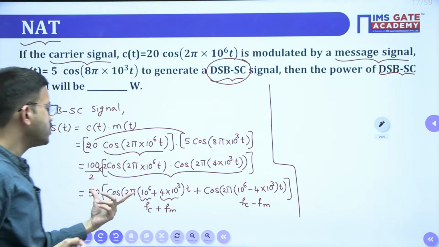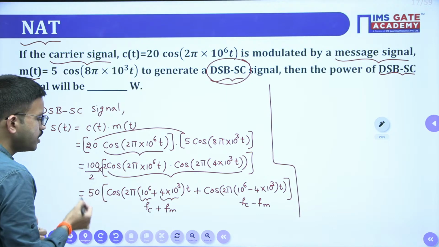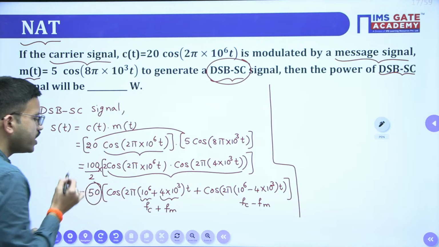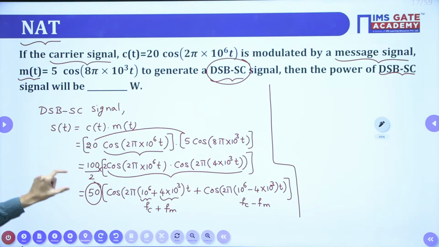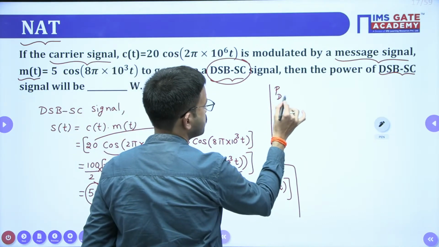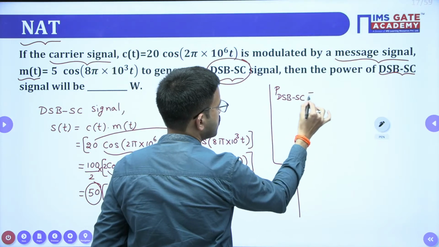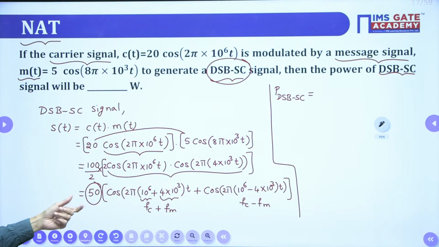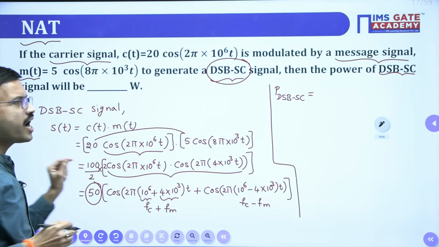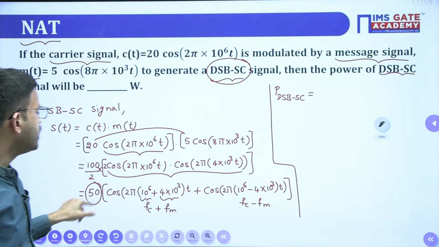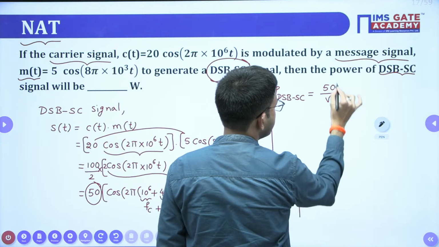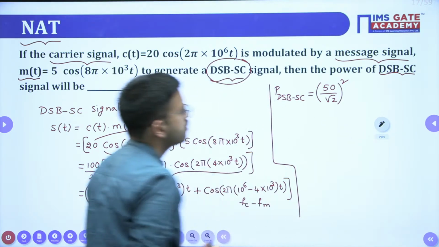In general, if you have only this format, this is the peak or maximum value, and you have either cos or sine. In order to calculate the power, what will we do? We calculate VRMS square divided by R, but in the communication system, regarding the analog part, we assume the R value as 1. So VRMS square is Vm by root 2 whole square.